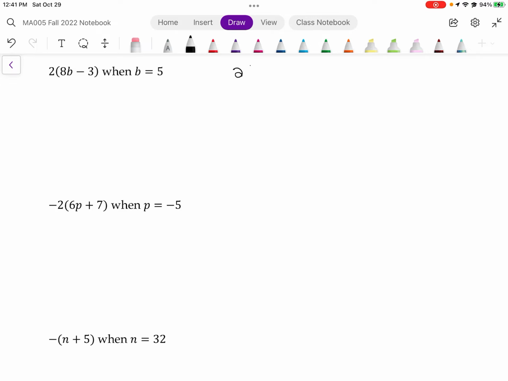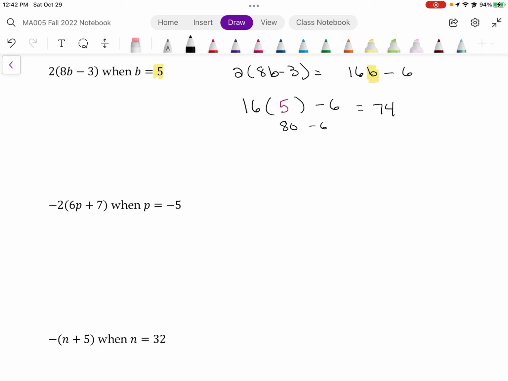All right, so we've got 2 times 8b minus 3 is going to give us 16b minus 6. Okay, so my b is 5, right? So I'm going to say 16 times 5 minus 6. That's where my 5 goes, right there. So I've got 16 times 5 is 80, minus 6. 80 minus 6 is 74. That's what I did. Okay, you want to try the next one if you haven't already.